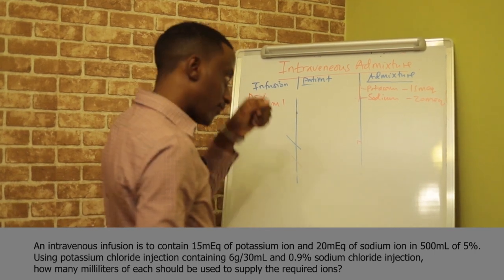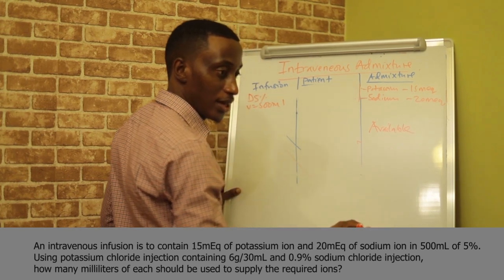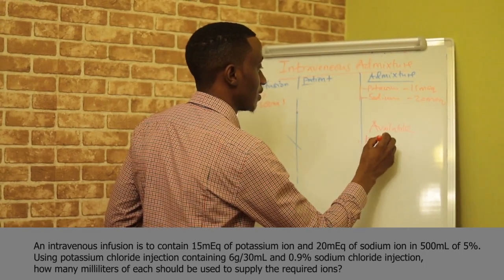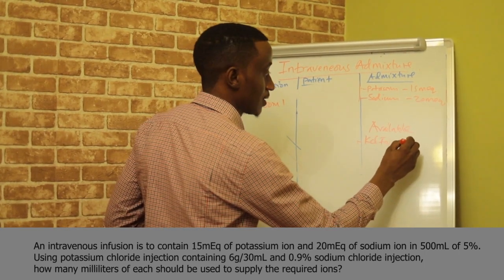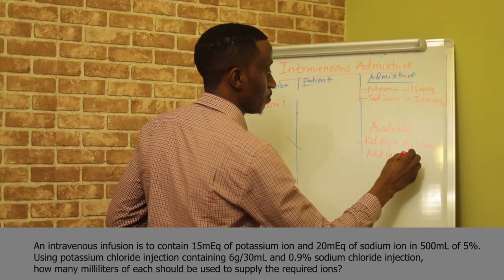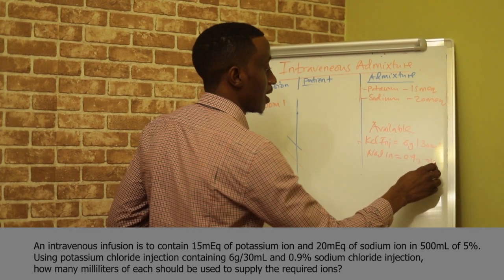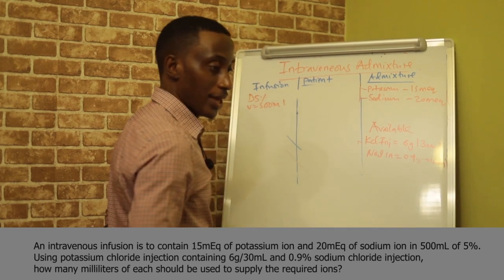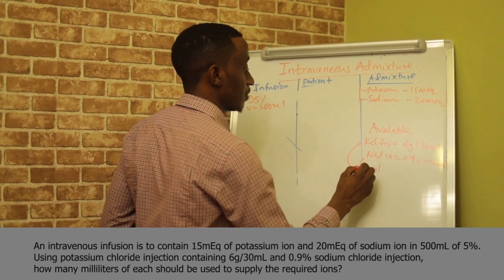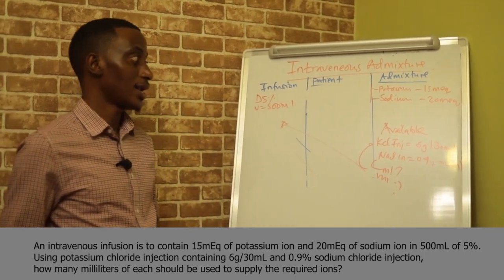Okay, so available drugs are in terms of injection. So the potassium chloride injection, we have the potassium chloride injection with a strength of 6 grams per 30 ml, and sodium chloride injection 0.9%. 0.9% meaning 0.9 grams in 100 ml. Okay, how many milliliters of each?